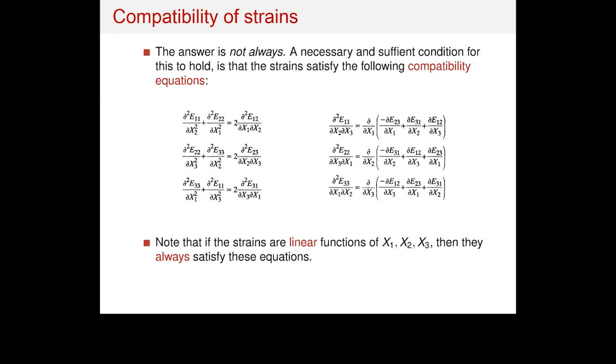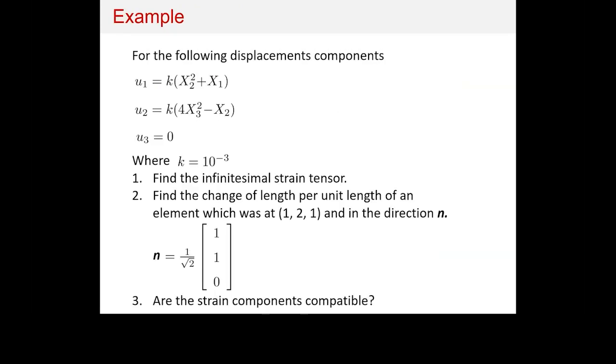Okay, so I'm going to do one example on this, and I will leave you some more examples in the tutorial. So we have 3 displacement components: u1 is k times (x2 squared minus 4) added to x1, u2 is k times (4x3 squared minus x2), and u3 is equal to 0. We know that k is equal to 10 to the minus 3. So we need to find the strain tensor, this is the first thing we are looking for. And then we want to find the change per unit length at a specific point and for a specific direction. So first of all, let us find the strain tensor.